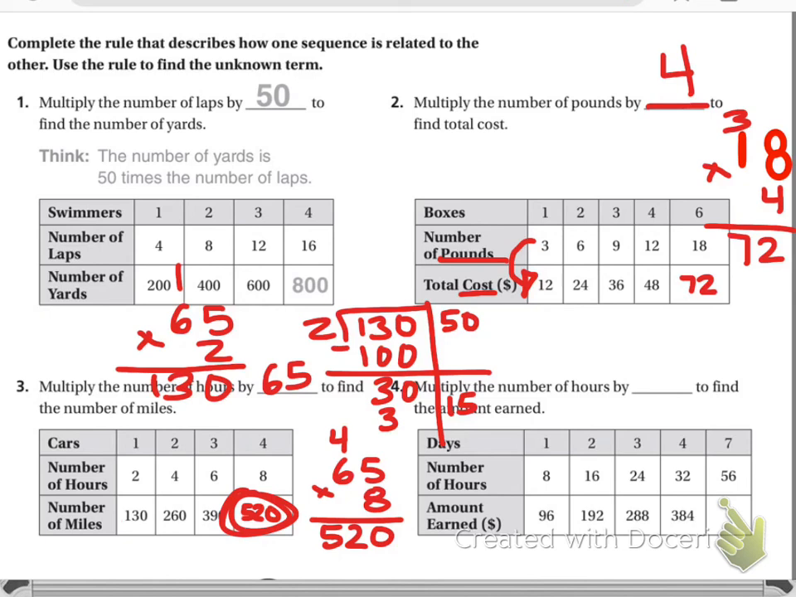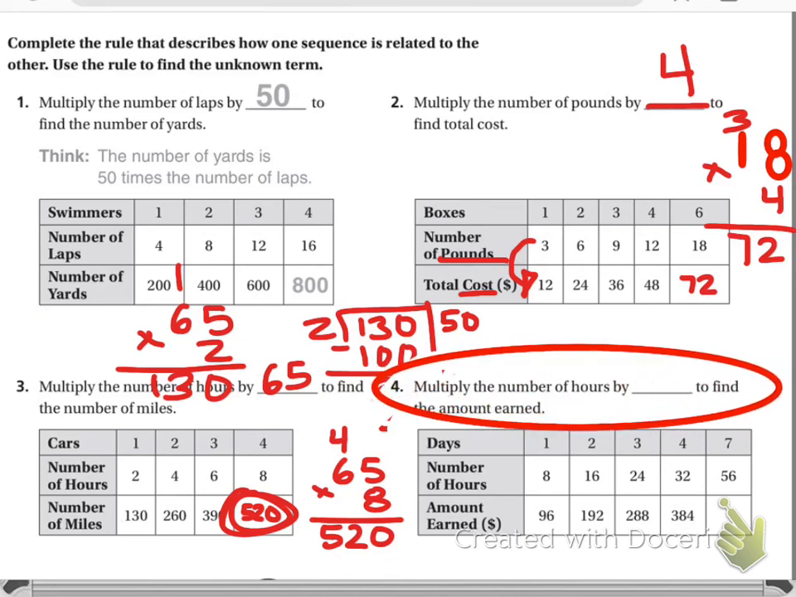All right, last one, you guys. You're on your own. Let me erase some of this so you can see what's going on here. The last one says, multiply the number of hours by blank to find the amount earned. Here's the chart you're looking at. For every day, there's 8 hours of work, I'm assuming, and $96 earned. So you've got to figure out how much money they earn per hour and find that missing number.